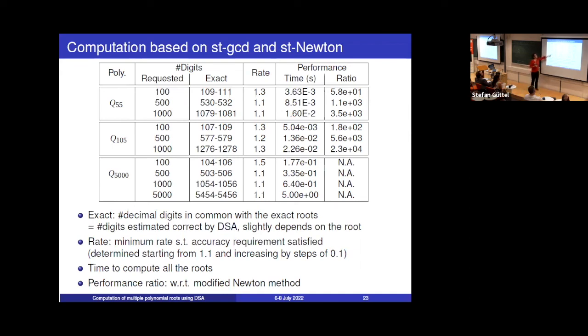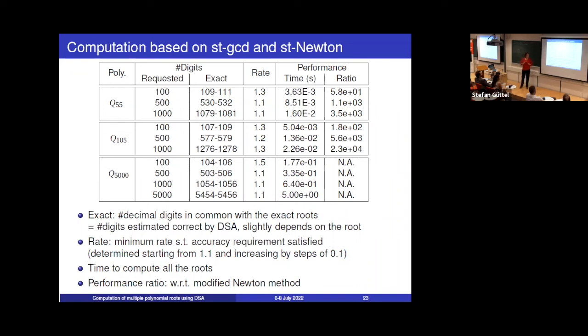Here you have various polynomials. Here is the number of requested digits on the roots. The number of exact digits, so the number of decimal digits in common with the exact roots. Actually, thanks to the theorem on Newton method, they are the digits estimated correct by DSA. You can notice that the number of digits actually slightly depends on the root, and the rate, which remains quite reasonable here. It's a minimum rate such that the accuracy requirement is satisfied.